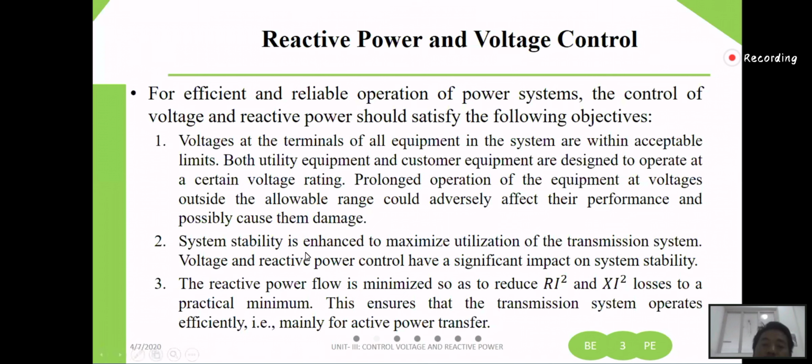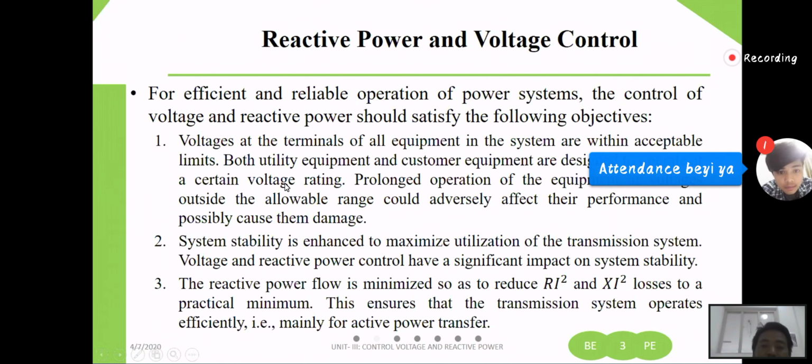for reactive power and voltage control. Why we have to control is for efficient and reliable operation of the power system. These are the three objectives which we have to fulfill. That's why we are controlling this. Voltages at the terminals of equipment should be within the acceptable limit. Then we should have a stable system. Then we should have fewer losses. This will be achieved if we control the voltage and reactive power.